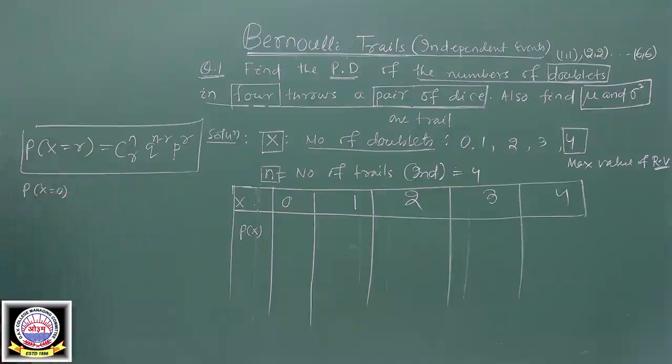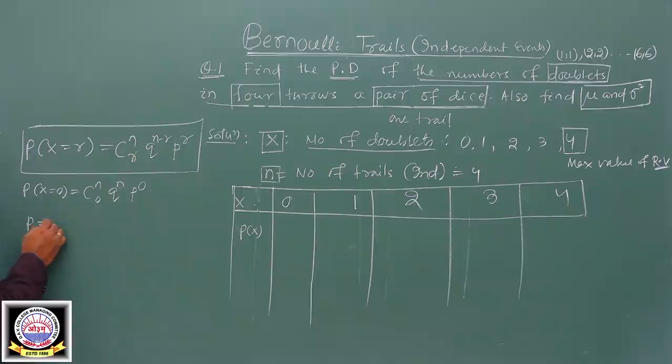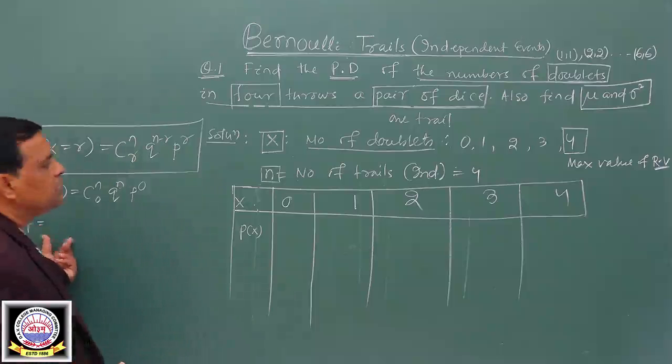Now putting x equal to 0, what I will get is nC0, q to the power 0, and p to the power n, i.e. nC0 p^n q^0. First of all you got this one, and what is p and what is q? p is the probability of success in one trial.